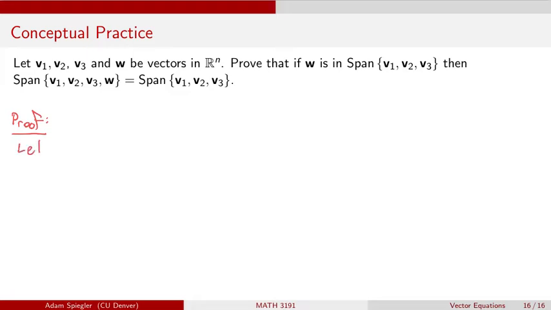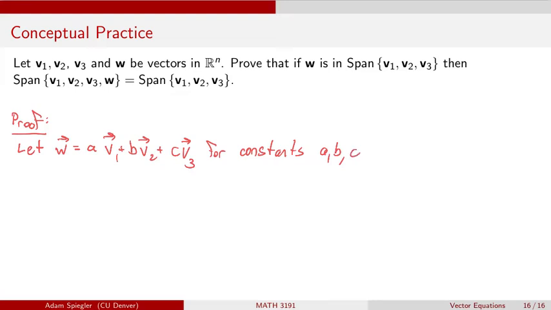So let's start with our given information, which is that w is in the span of v1, v2, and v3. So that means I'm going to take this vector w and I can write it as a linear combination of vectors v1, v2, and v3. So I can write it as a times v1 plus b times v2 plus c times v3, where a, b, and c all denote constants.